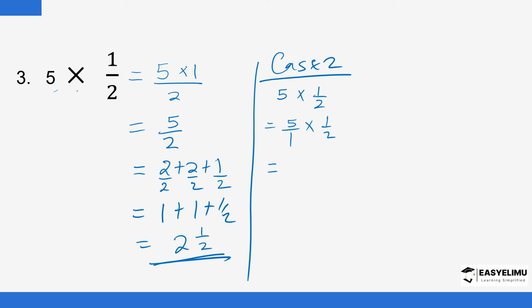So again, you will multiply the numerators, and then you multiply the denominators. So 5 multiplied by 1, and then 1 multiplied by 2. That is again giving us 5 over 2. And that is 2 and 1 over 2, as you have seen in the previous case, how you convert it from improper fraction to a mixed number. So either of the approaches can still give you the same answer, as you have seen.